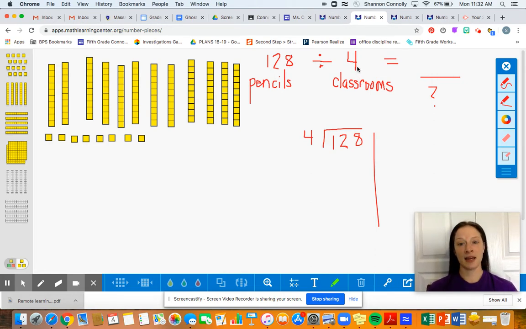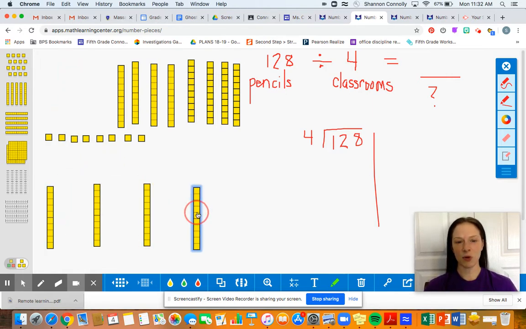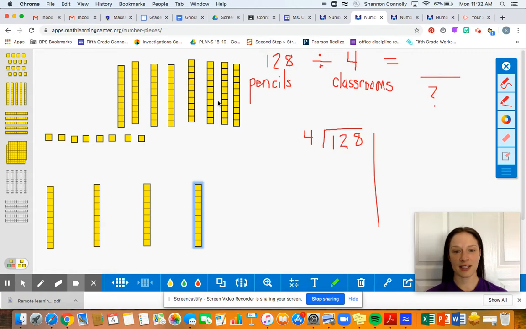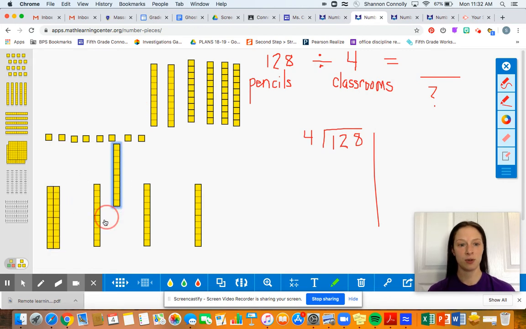So I am trying to make 4 groups down here because I have 4 classrooms and I have 128 pencils. If I did 10 at a time into the 4 groups, that would only be 40 pencils. So that's going to take me a long time to do. So what I want to think about is how can I make this a little more efficient for myself? Okay. And maybe I want to think about doing 20 at a time. So what would happen if I did 20 at a time?